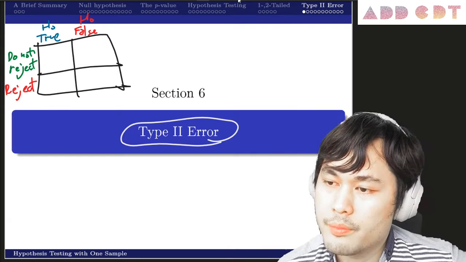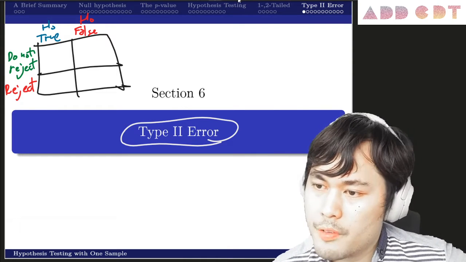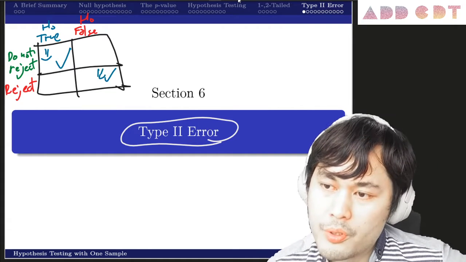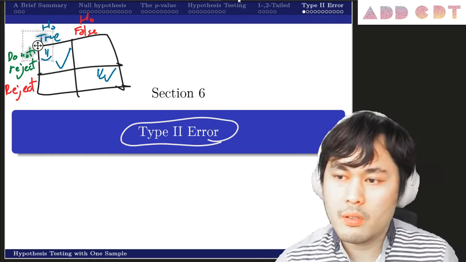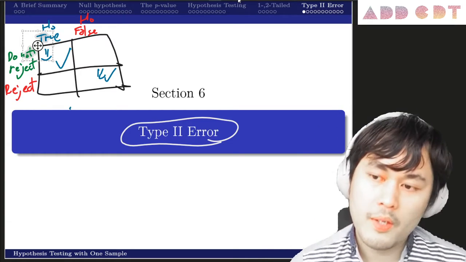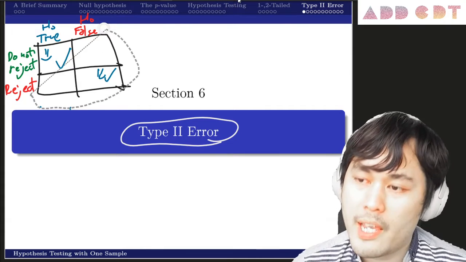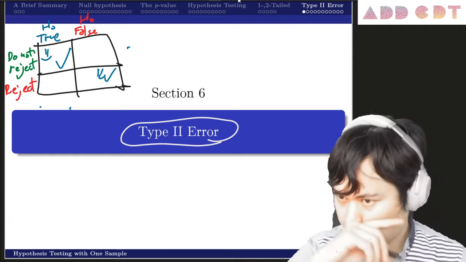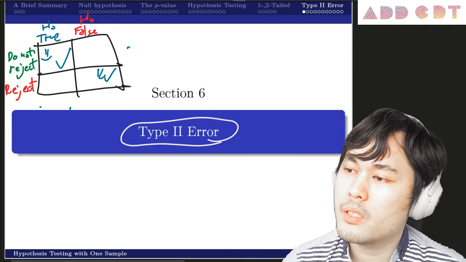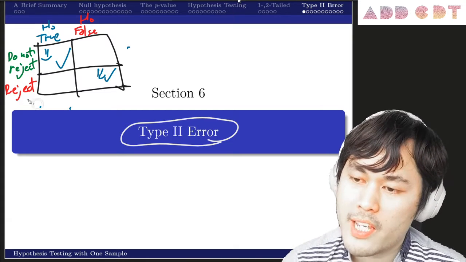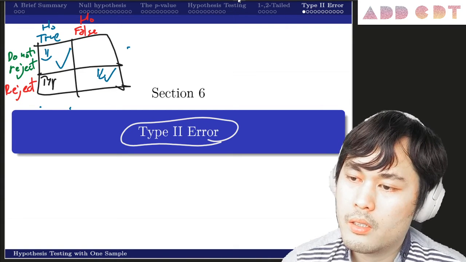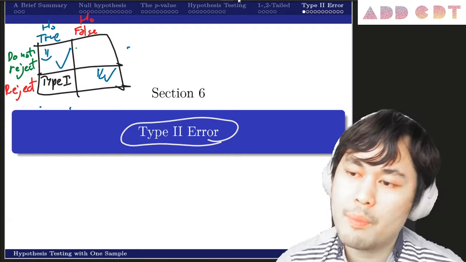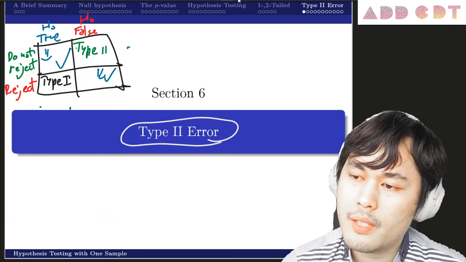So now we have these 4 areas. In these 2 parts, we are happy with the result, right? We believe it's true, and it's actually true, so nothing is wrong with that. We believe it's false, and it's actually false, then again we make the right decision. But there are problems with the other part. When we reject the true statement, this is a type 1 error. And when we do not reject, when we still believe the false statement, that's a type 2 error.